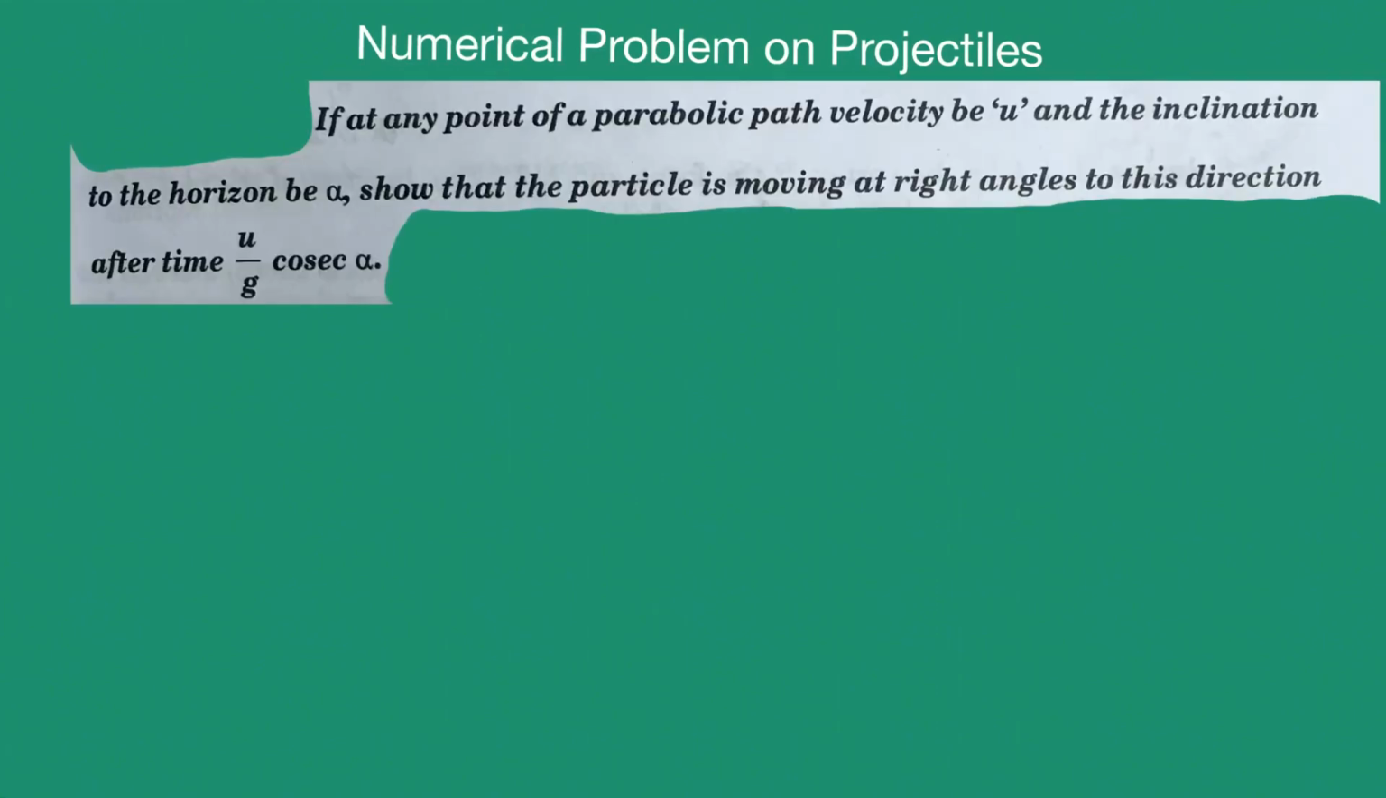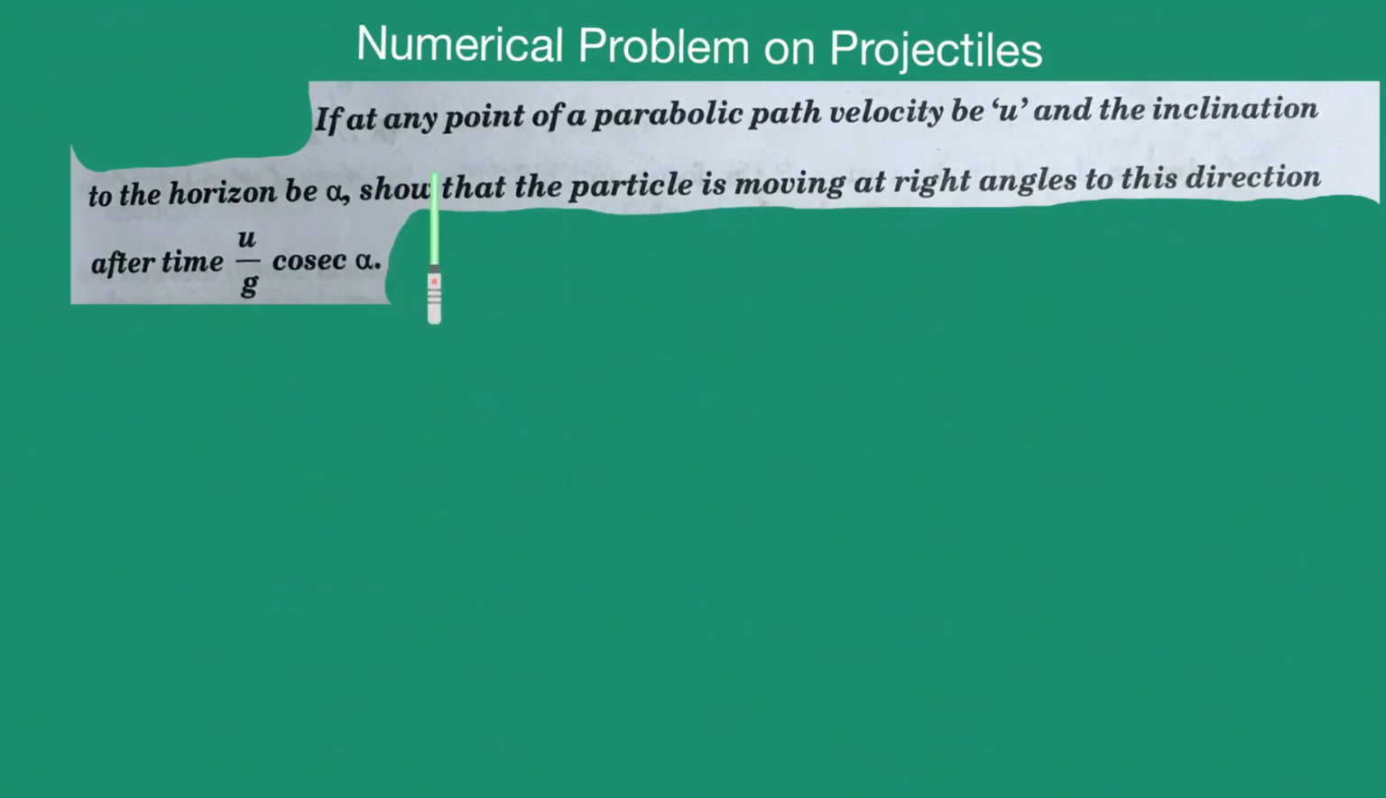We will be studying a numerical problem on projectiles, and the numerical problem will be based upon the velocity article that we did in the last video. And the statement of the problem is given by: if at any point of a parabolic path velocity be u and the inclination to the horizontal be alpha, show that the particle is moving at right angle to this direction after time u by g cosecant alpha.